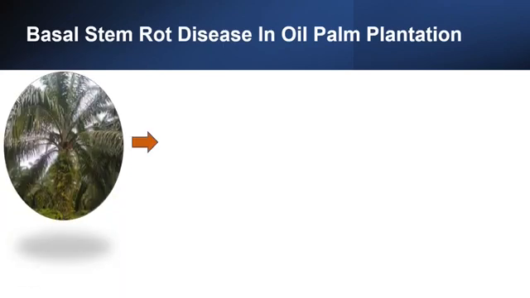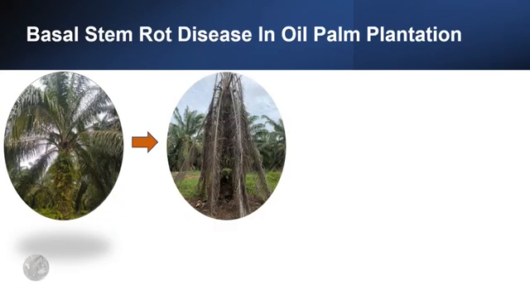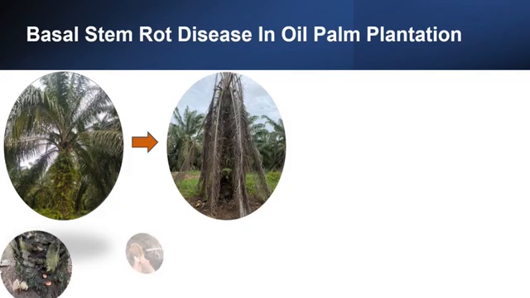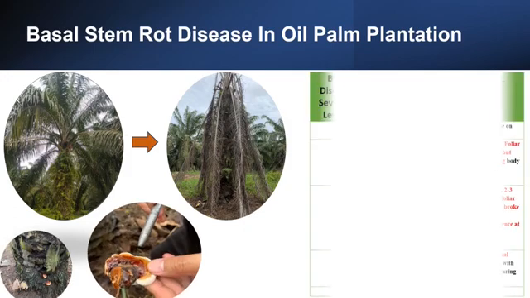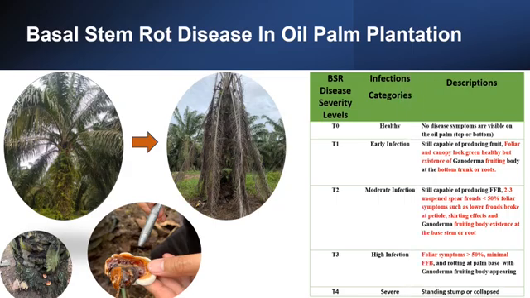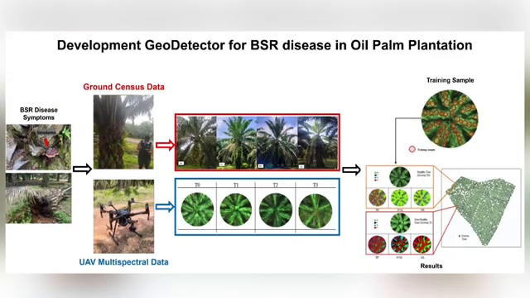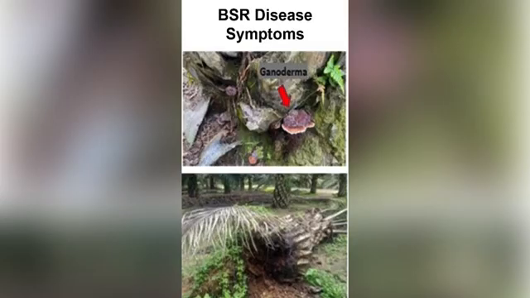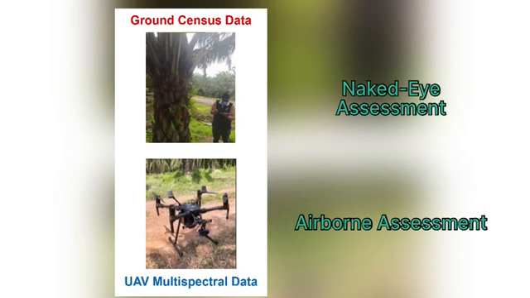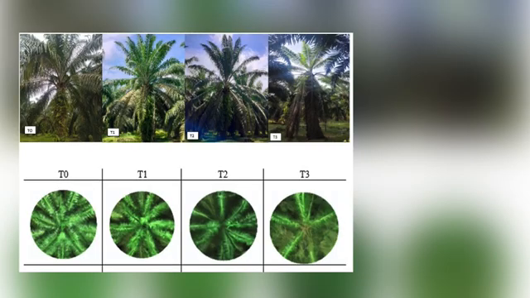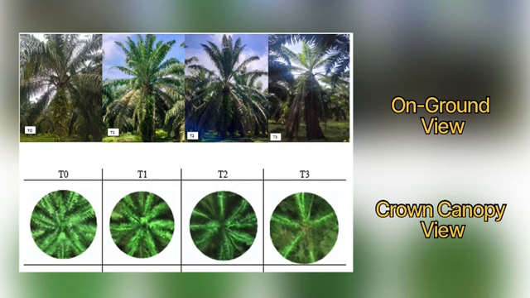And this is the real condition in an oil palm plantation, where trees have been affected with BSR disease infection, showing all the symptoms from T0 until T4. And this is the process of development of the geodetector for BSR disease, through BSR disease symptoms that can be identified in oil palm plantations, and the ground census data and UAV multispectral data. And it can also be viewed through the on-ground view and ground canopy view.